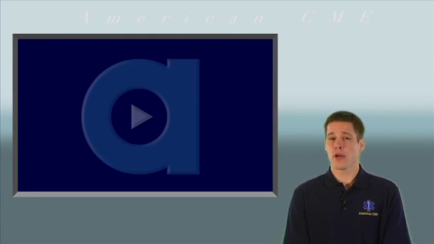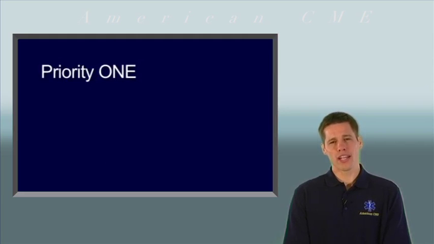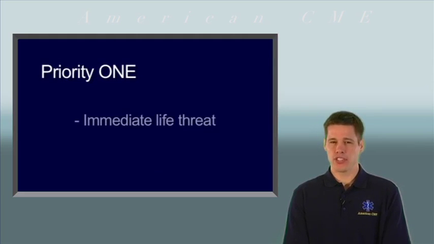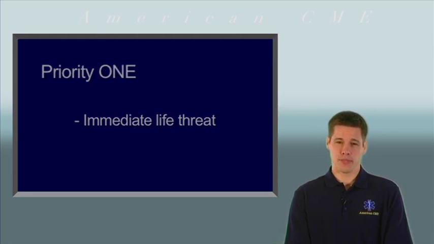Often, this is apparent during the scene survey due to a severe mechanism of injury. A priority 1 is the highest level of urgency and indicates an unstable patient in need of immediate transport to the nearest appropriate facility. Priority 1 patients are typically those in cardiac arrest and those whose complaint or injury has been identified as potentially life-threatening, either by protocol or assessment.